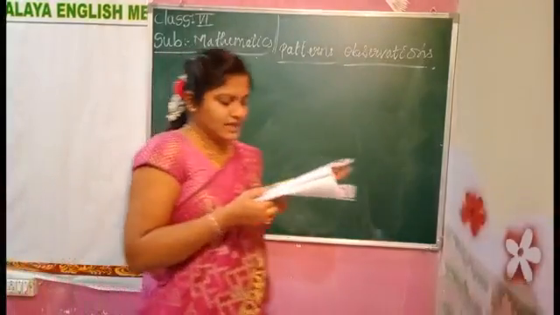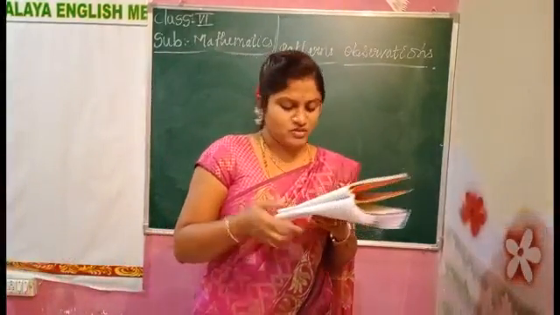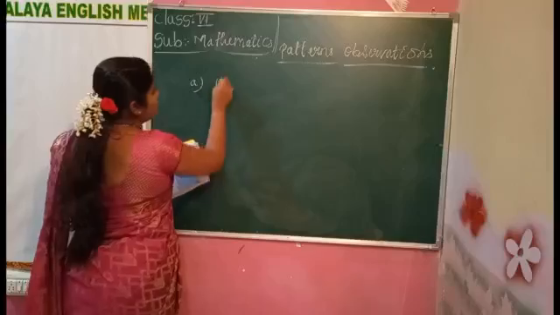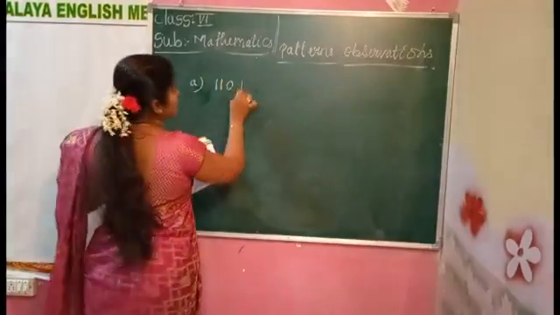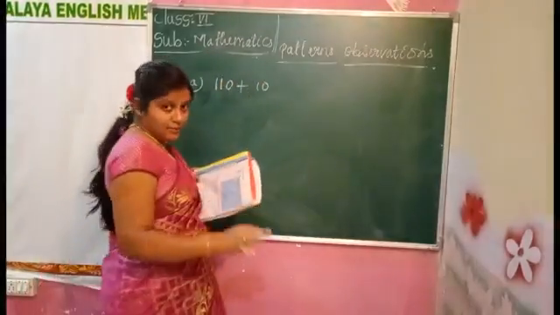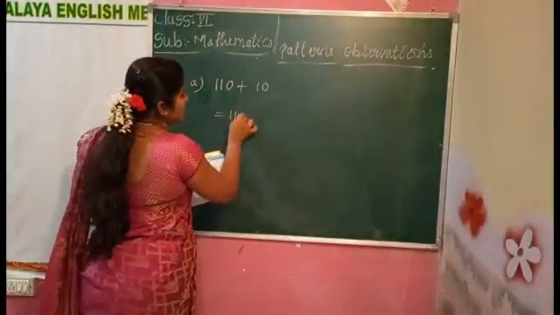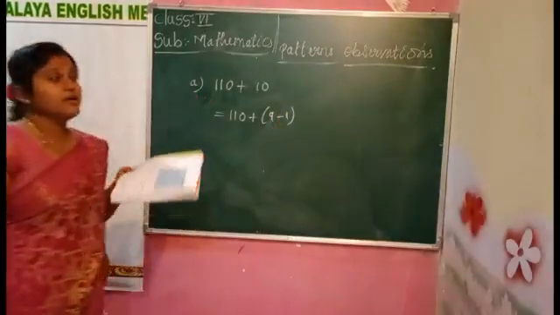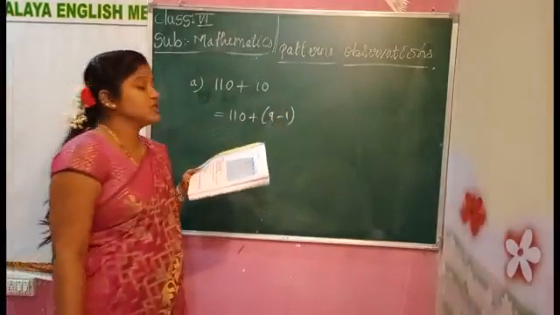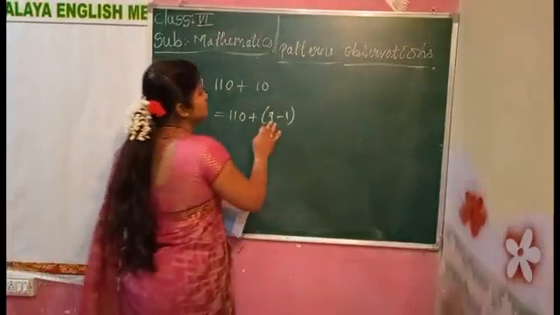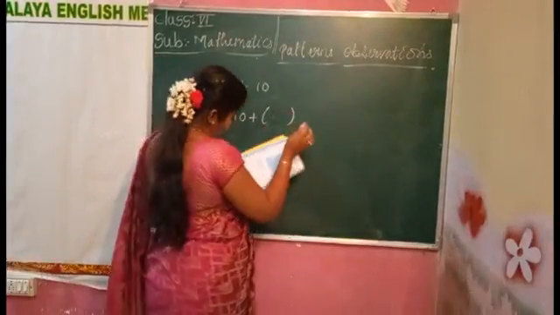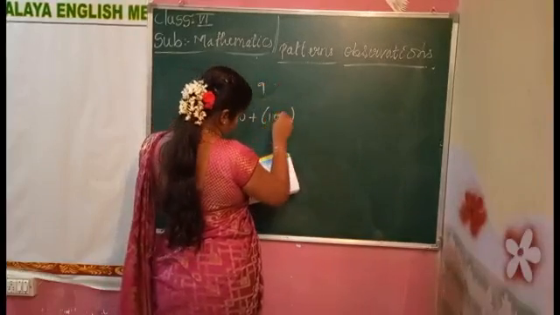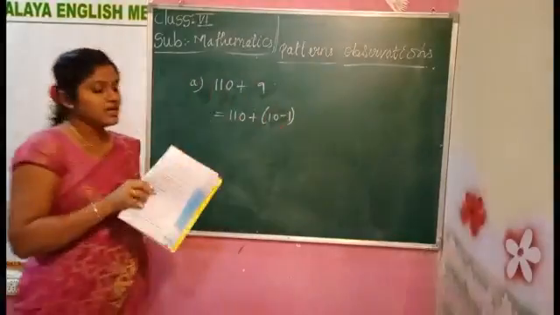Observations of patterns can guide you in the simplifying process. Study the following. For example, 110. If we have 110 plus 10, it can be written like this: 110 plus 9 plus 1. It is a way of patterns using what? Patterns using observation.